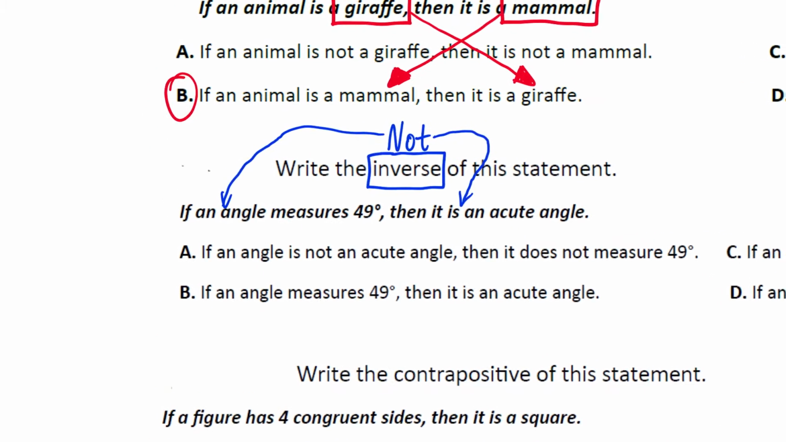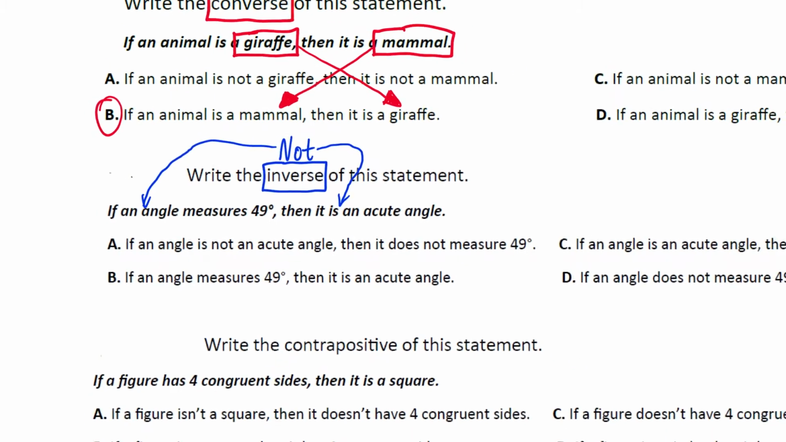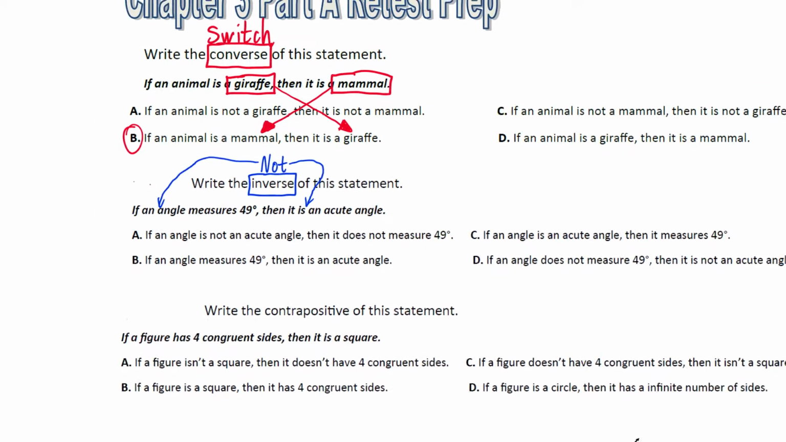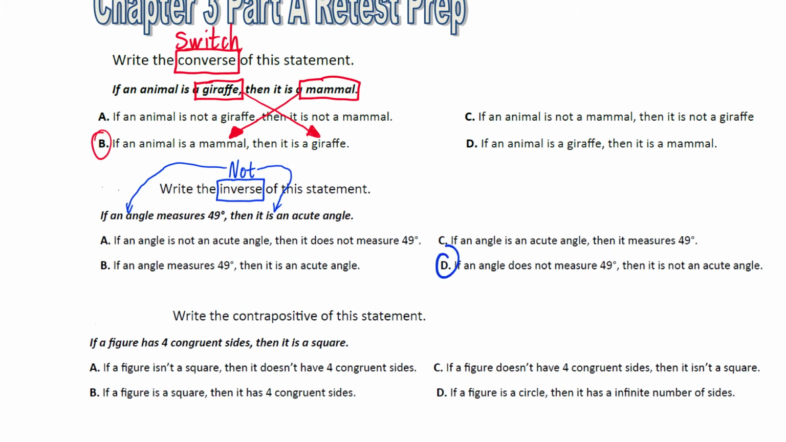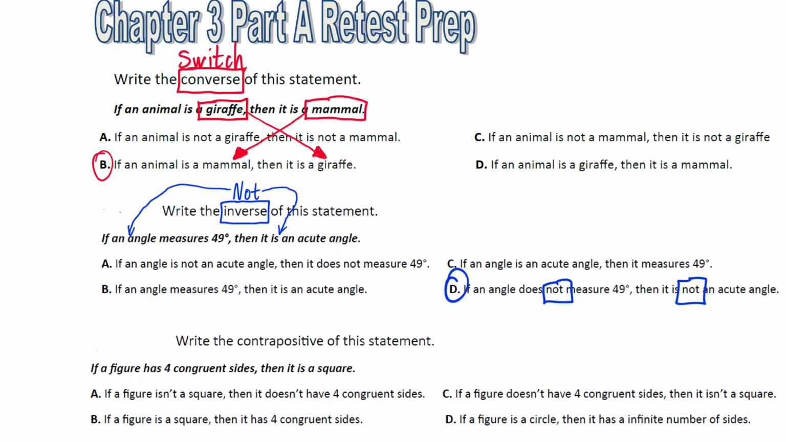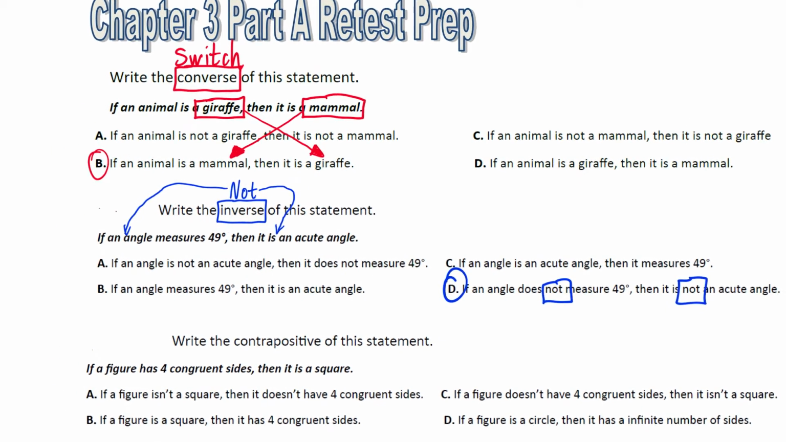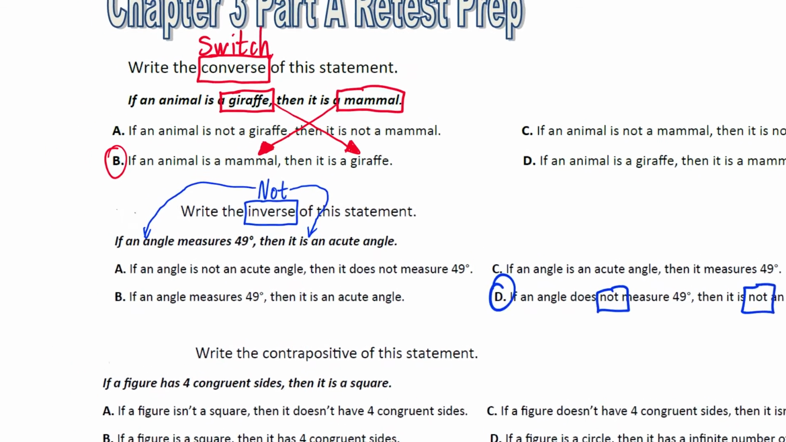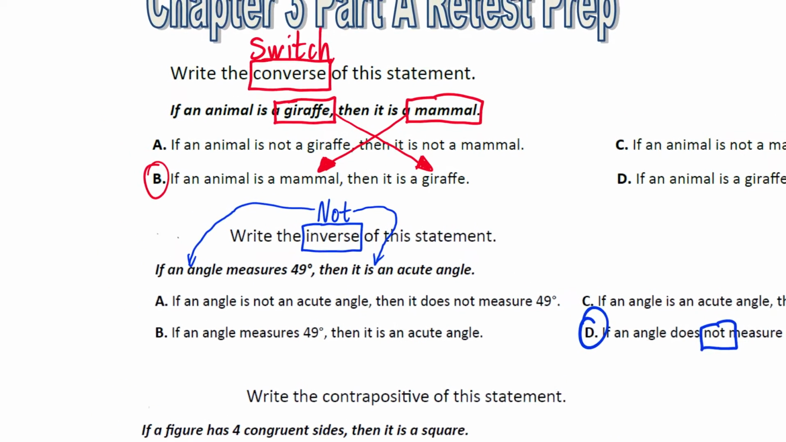So which one do you think is the correct one there? D. Okay, this one is D because it added in the word not here and it added in the word not here. It did not switch anything. So that's the correct one. A has not, but on A it switched it. Okay?